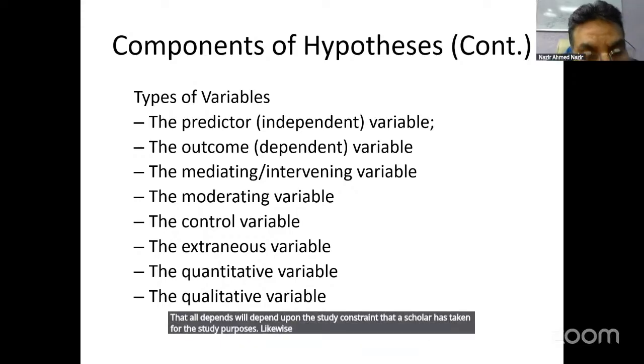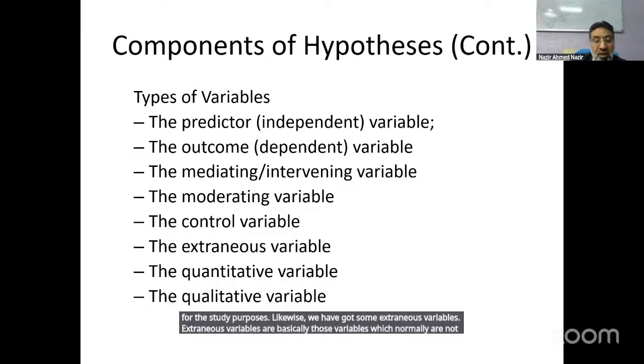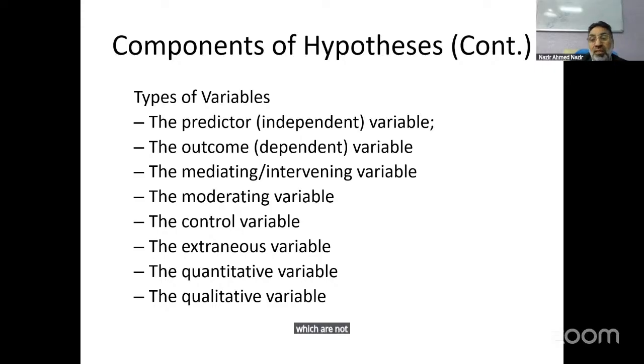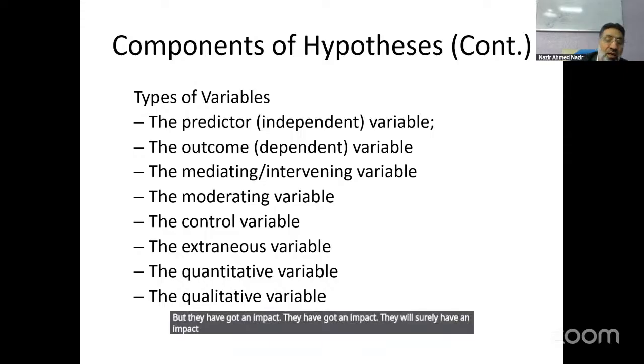Likewise, we have some extraneous variables. Extraneous variables are basically those variables which normally are not taken care of, or they are also called confounding variables, which are not taken care of by the researchers. But they have an impact. They will surely have an impact on the relationship between the variables.